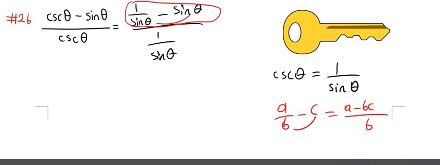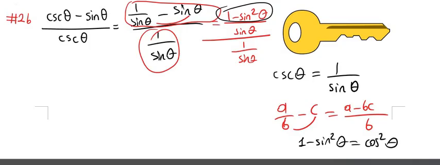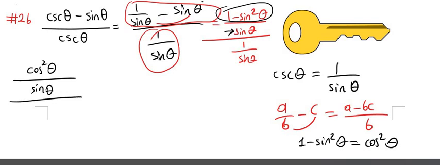So sine times sine, sine squared theta, 1 minus sine squared theta over sine theta, all over 1 over sine theta. Now we know that 1 minus sine squared theta is cosine squared theta by the Pythagorean identity. So I can replace it as cosine squared theta over sine theta, and 1 over sine theta.